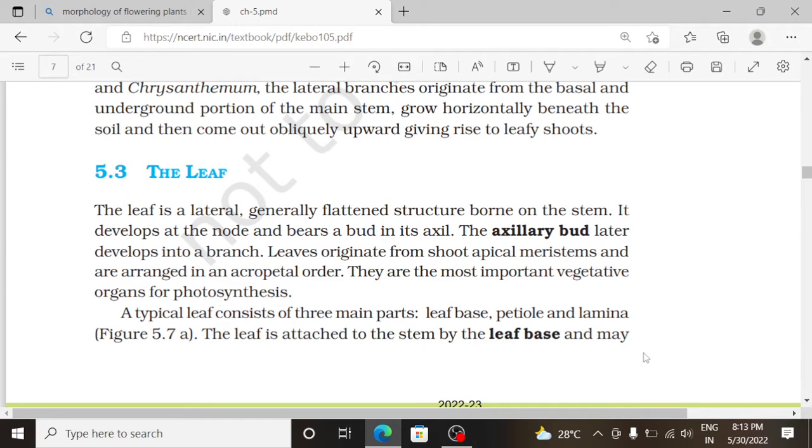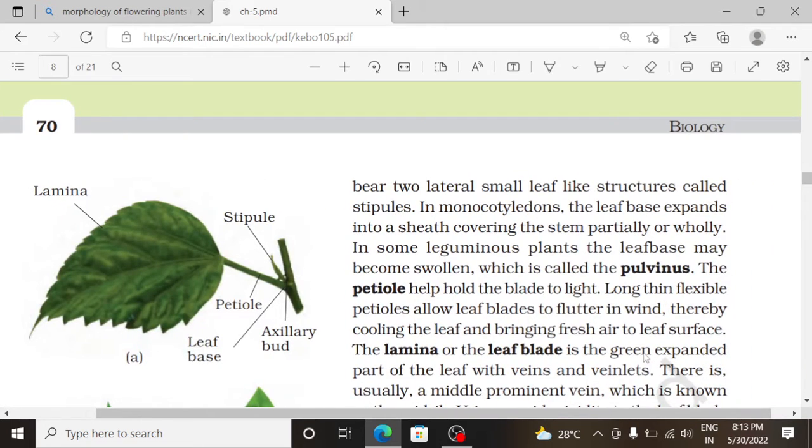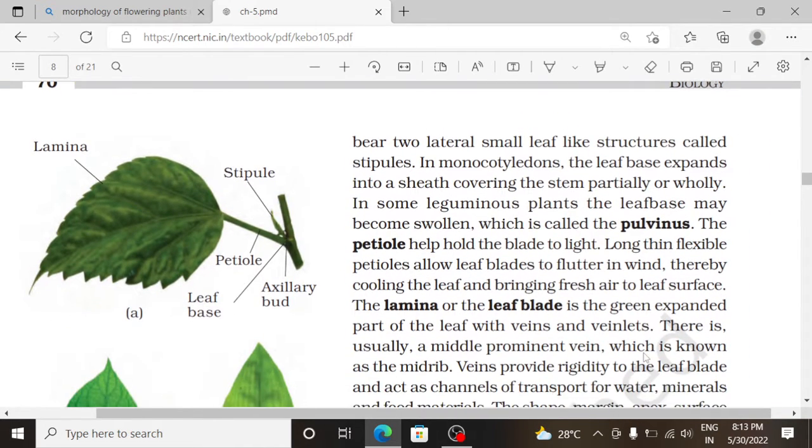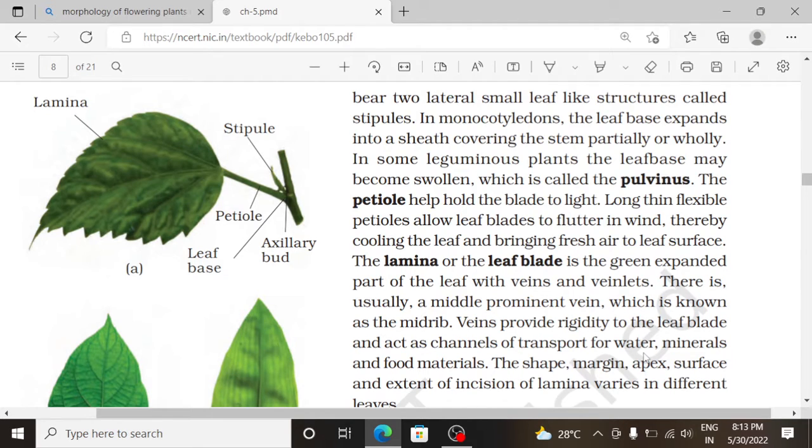The leaf is attached to the stem by the leaf base and may bear two lateral small leaf-like structures called stipules. In monocotyledons, the leaf base expands into a sheath covering the stem partially or wholly. In some leguminous plants, the leaf base may become swollen, which is called the pulvinus. The petiole helps hold the blade to light.